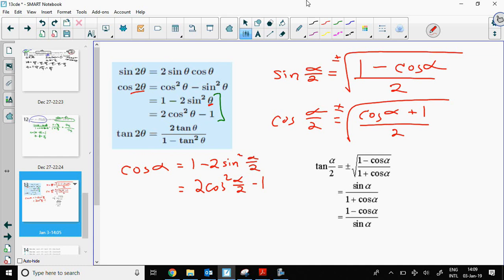I think it's definitely realistic to say that the half angle for sine or cosine might be something that could pop up at some point in your life within the IB context. So it's good just to be able to derive those from the formulas that you have.